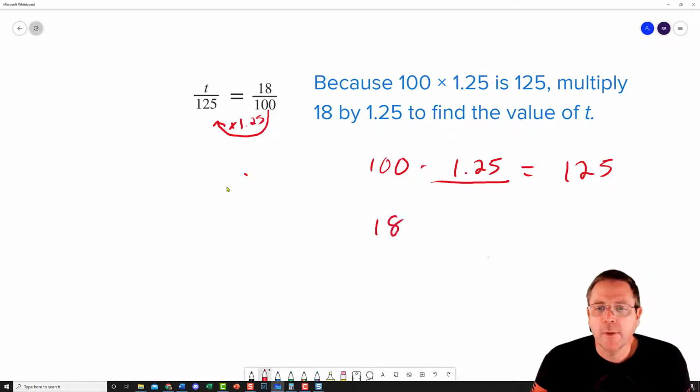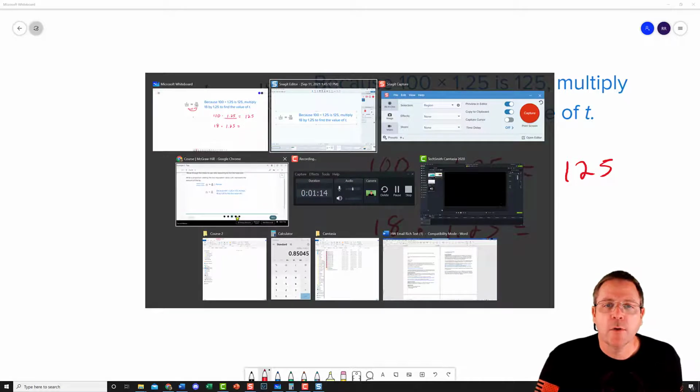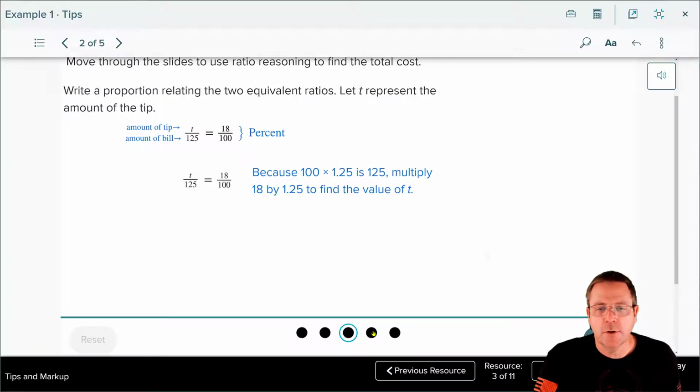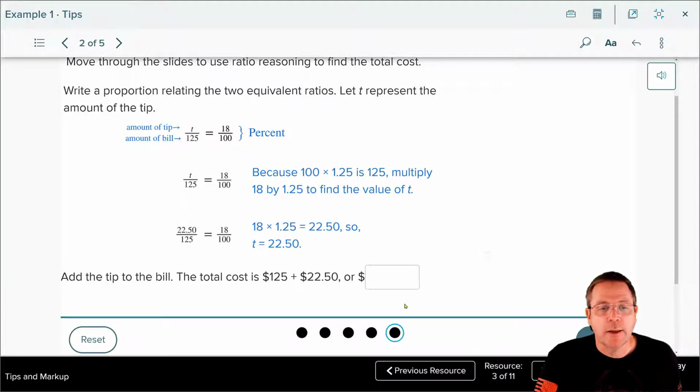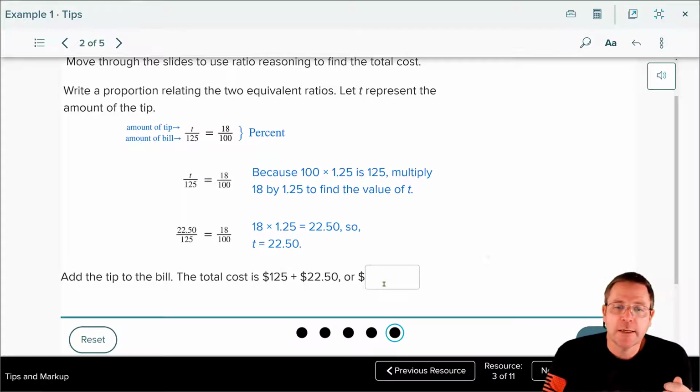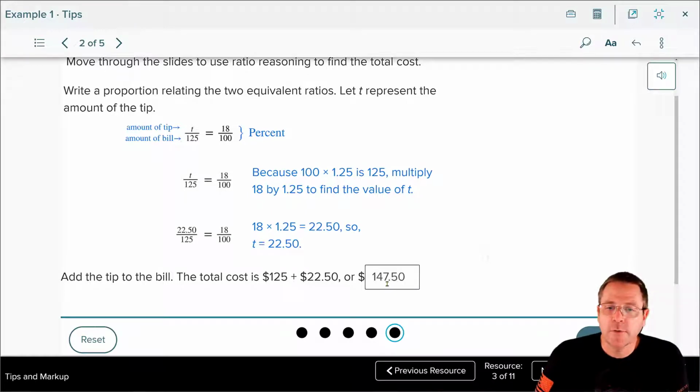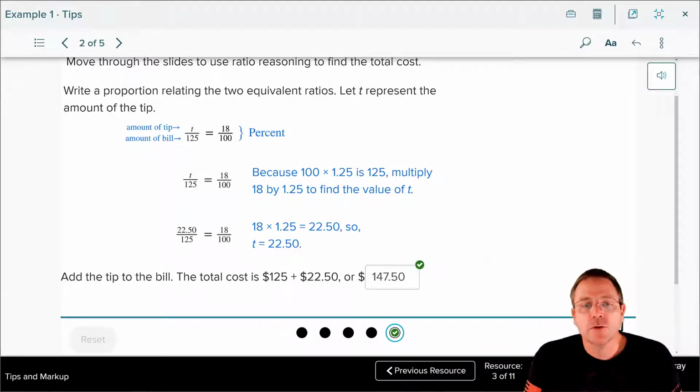And then we say from there 18 times 1.25, well, that's going to end up giving us the total amount. So going back to our slide, look at how they showed it. The next slide shows where they said 18 times 1.25 right there is equal to the $22.50. So the actual tip at 18% is going to end up being $22.50. When you add that to the original price, that's going to give us $147.50. Check our answer. Our answer checks good.